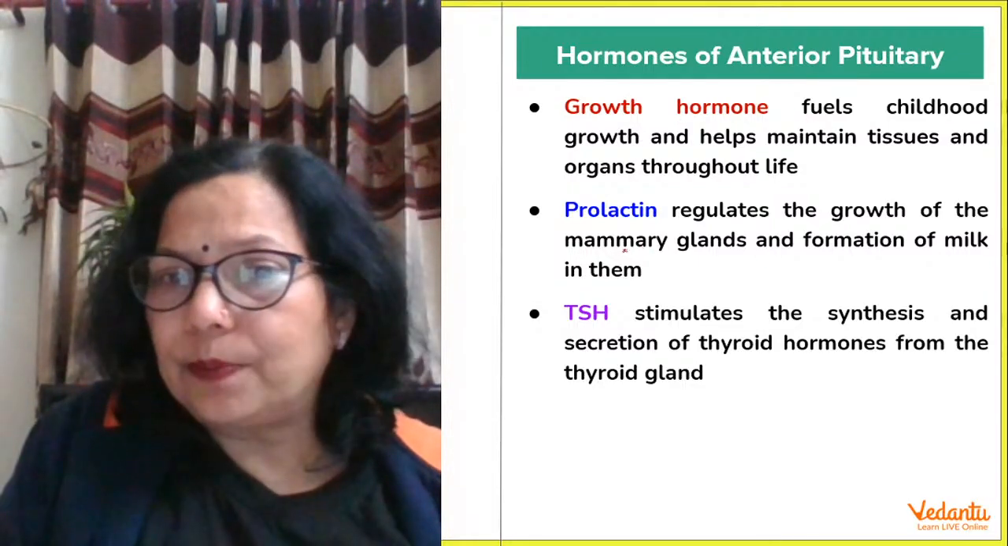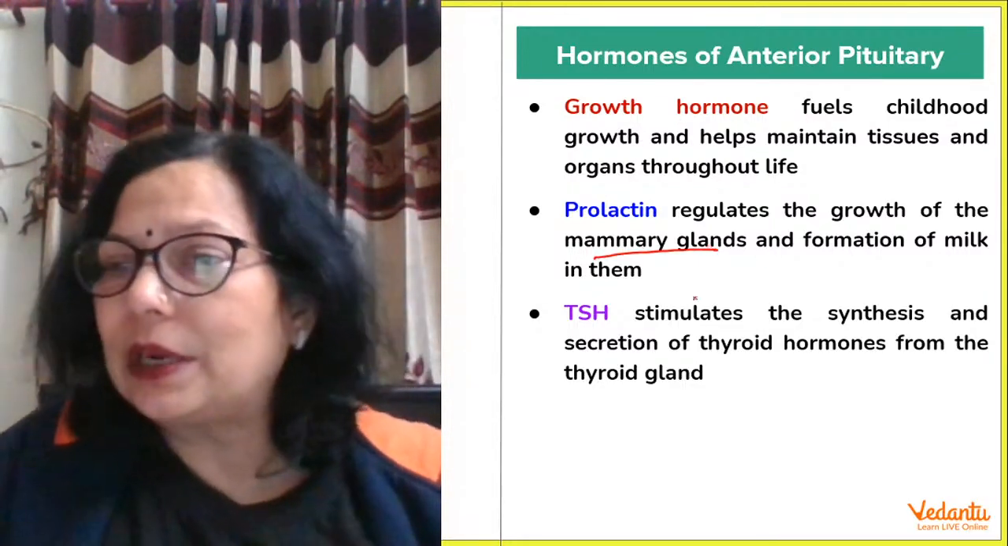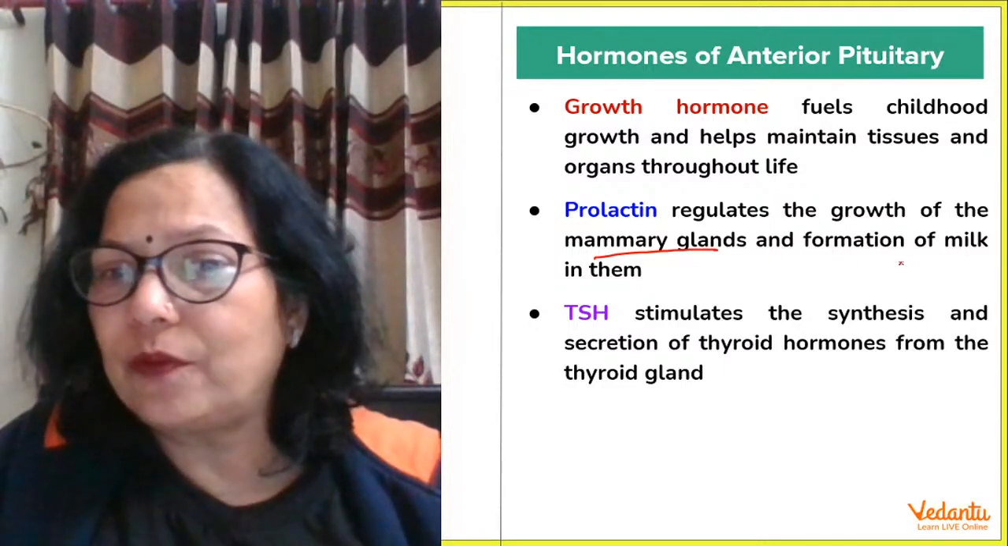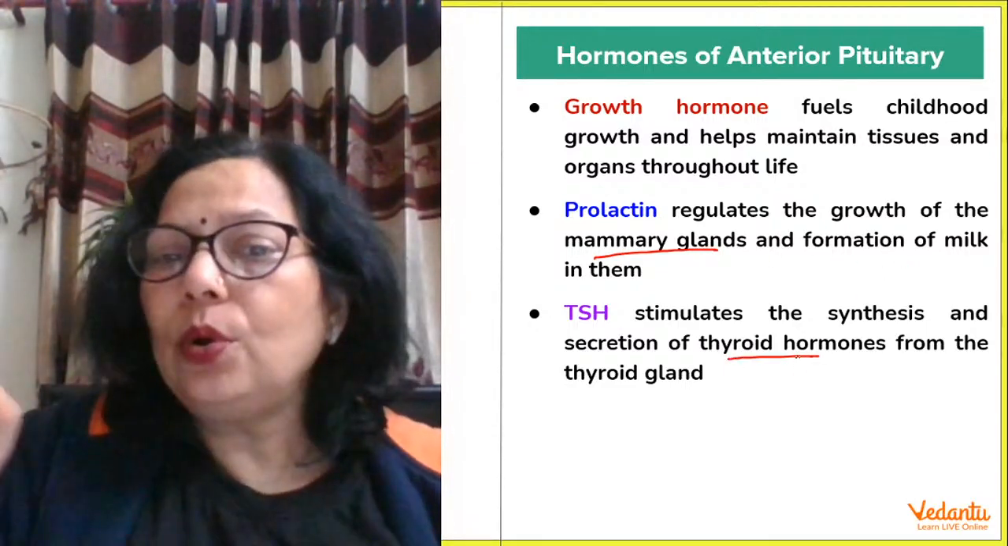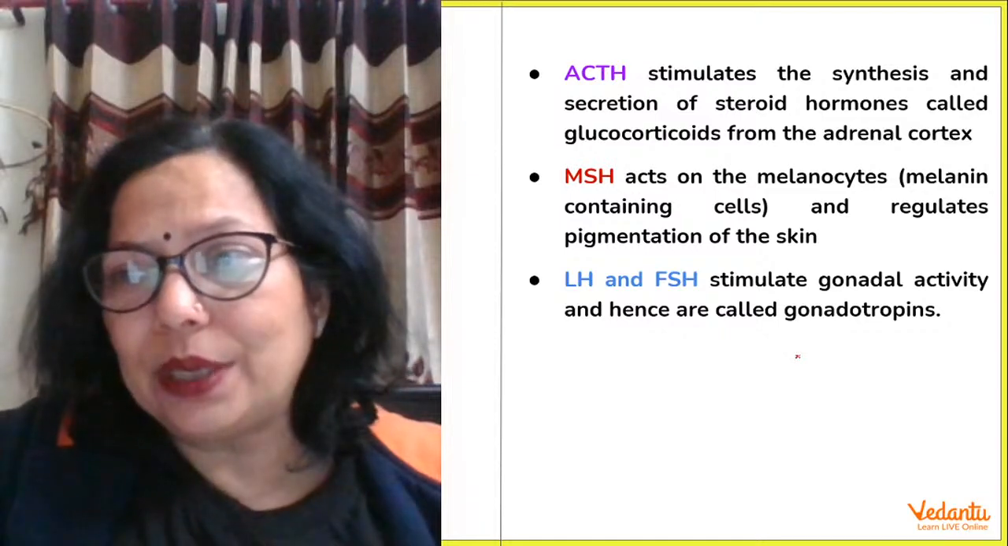Growth hormone, mammary glands clear हो गया. जो mother के glands हैं in breast for the formation of milk. ये thyroid को stimulate करता है. Thyroid, we'll do it in the next class.